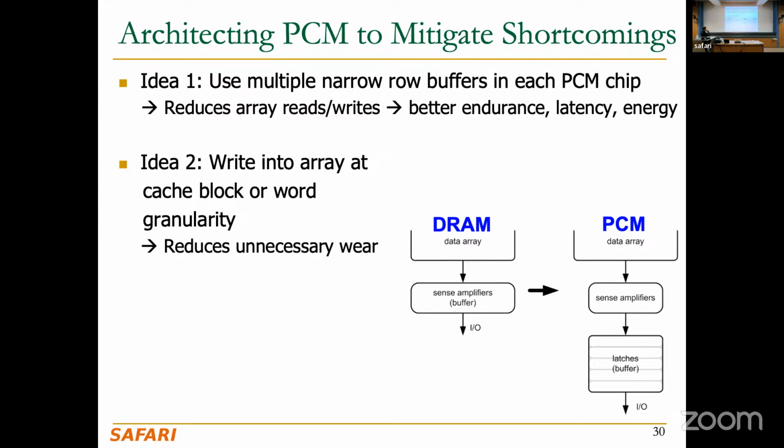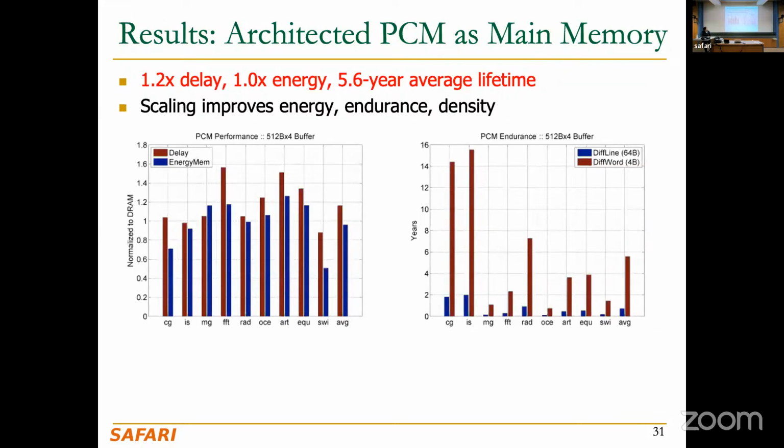So the idea here is to write into the array at cache block or word granularity to reduce unnecessary writes, which is why we propose narrow row buffers in the PCM compared to DRAM. The results showing here, as you can see, compared to directly using the DRAM architecture, when we design the architecture for PCM, we can achieve better performance, the energy consumption is almost close to DRAM, and the endurance can be improved a lot.